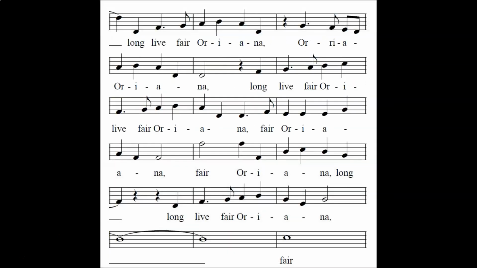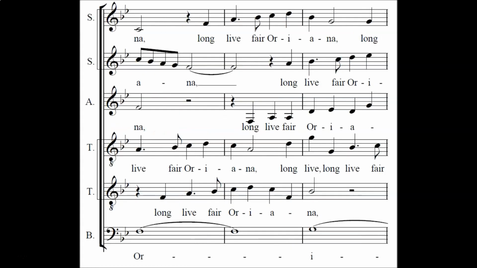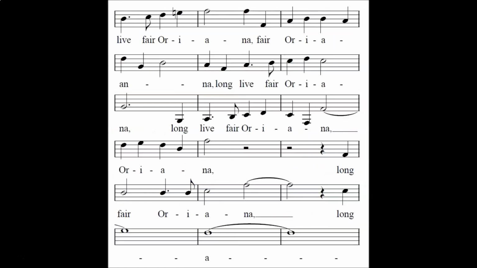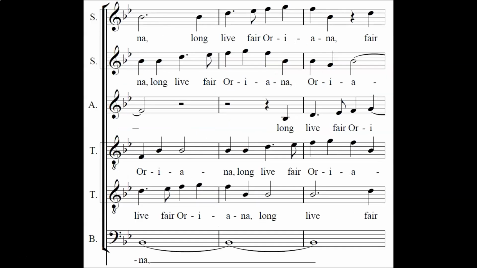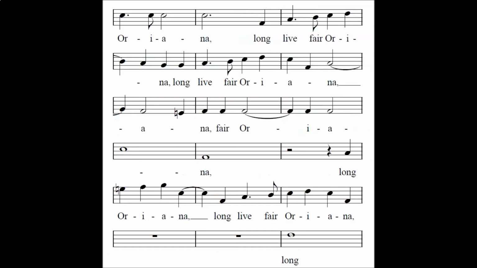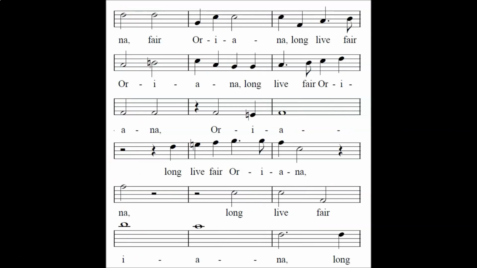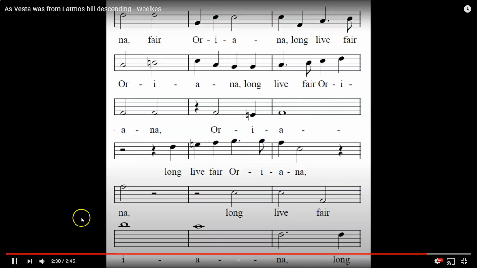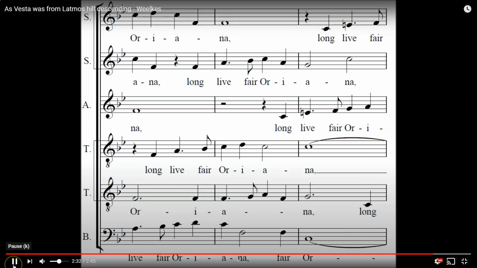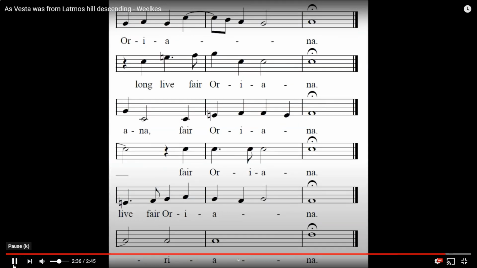If you think about the fact that this is the longest part, and they're just singing about how great she is. Clearly, this is the most important part of the song. Right? Because it's like half the song is just spent singing about how great, long live fair Queen Elizabeth I. She's so awesome.